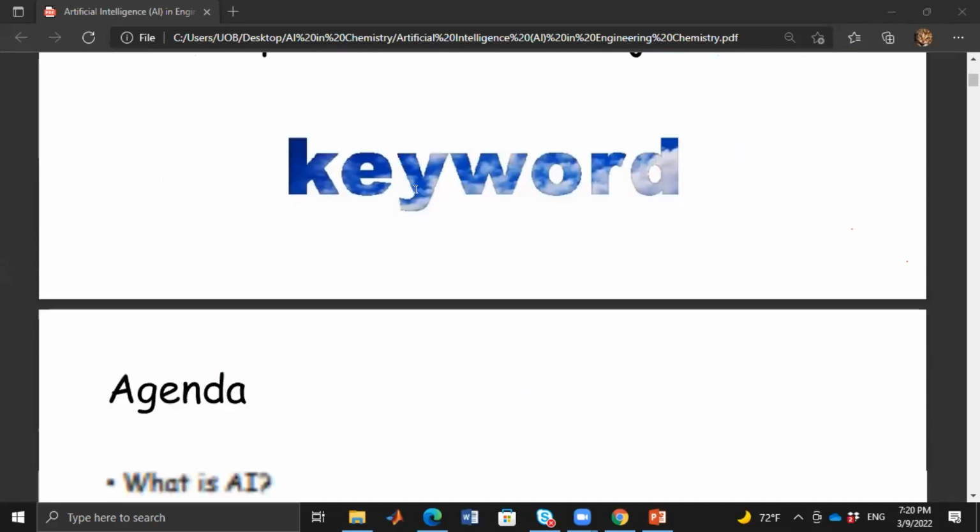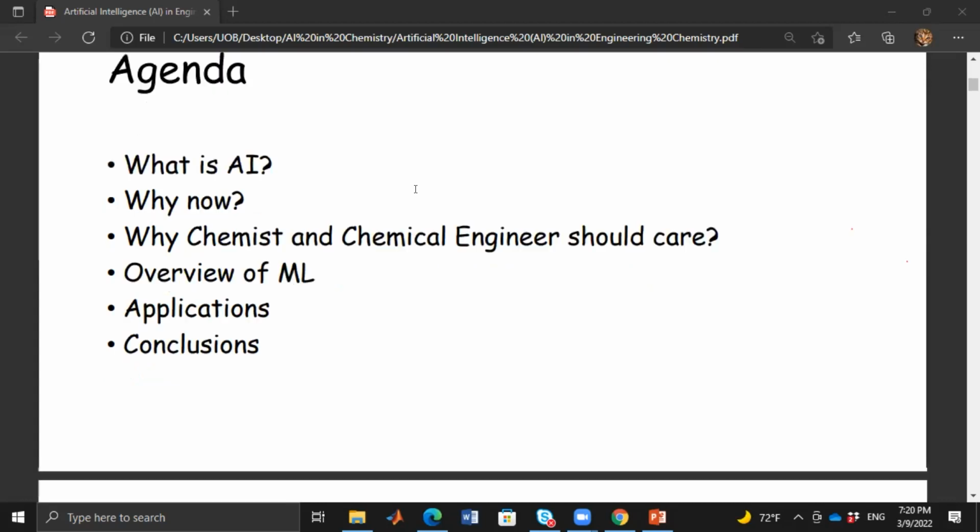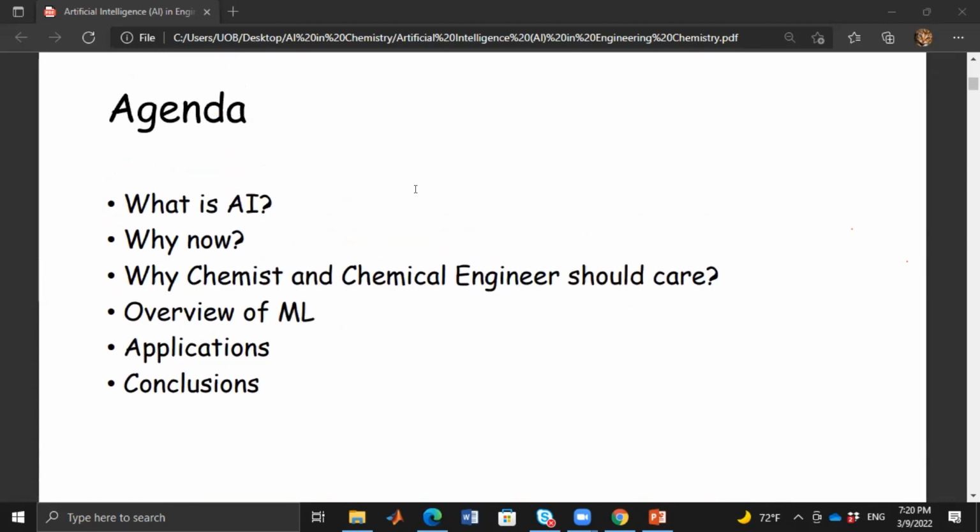Okay, so my agenda today will start with talking about what AI, artificial intelligence, is, and why people and why us have to focus on this topic right now. And is it important to us as chemists and chemical engineers? I'm also going to give you an overview of one of the AI subsets, which is called machine learning. I'll show you some applications and then I'm going to conclude.